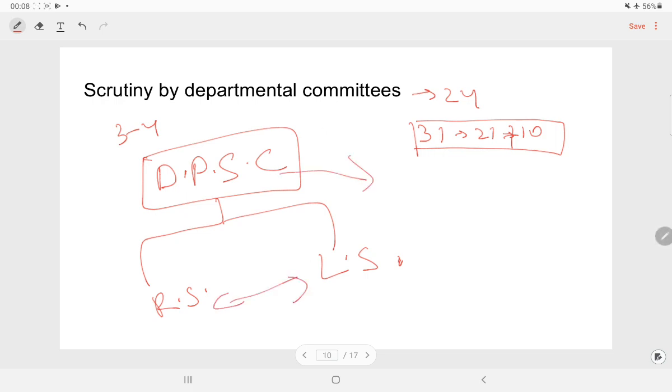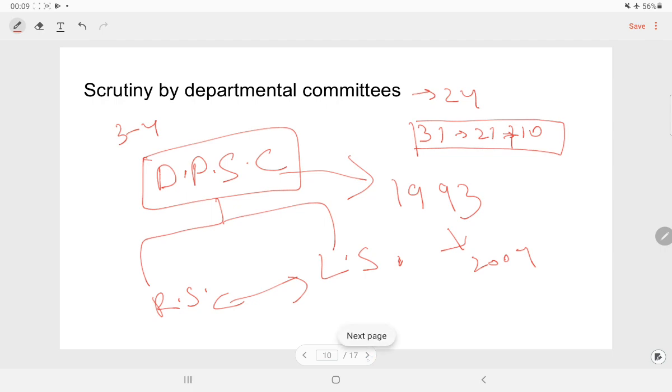Regarding these DPSC, the departmental standing committees, they were founded in 1993, and in 2004 they were expanded into 24 departmental committees. They exercise parliamentary financial control over ministries, and they do an in-depth analysis of what different things should be there. So this is the departmental standing committees of parliament. The scrutiny of the complete budget is done by them.